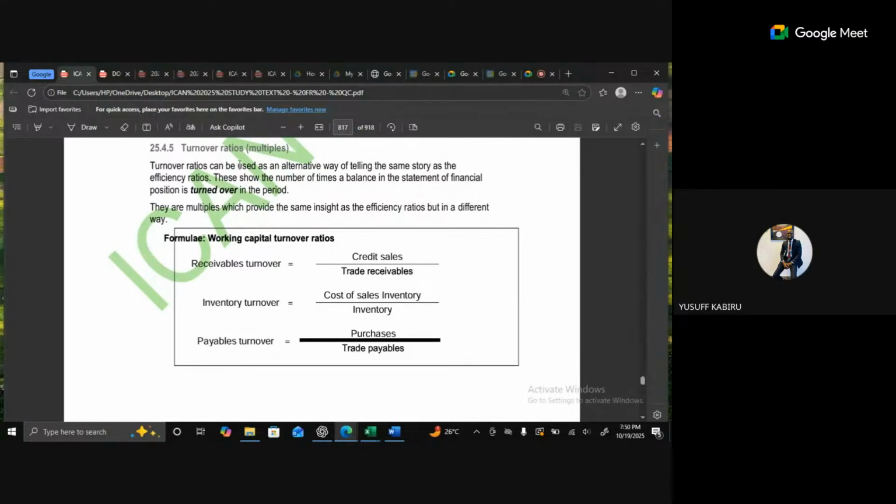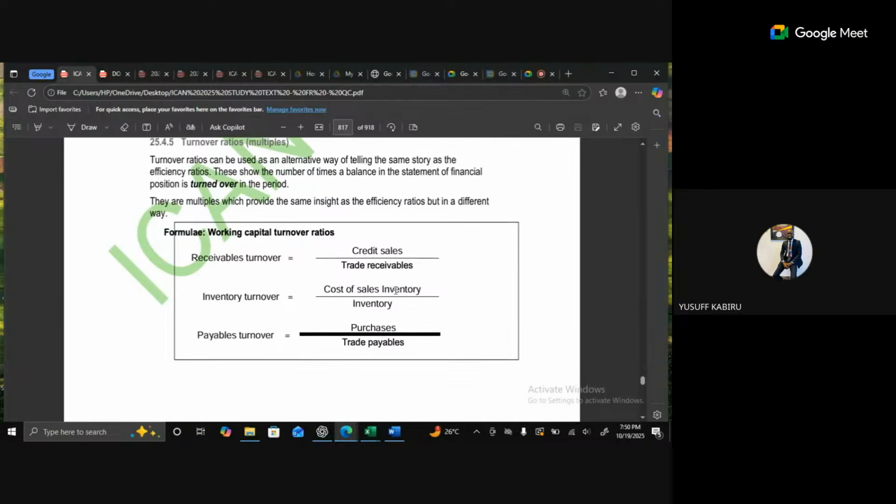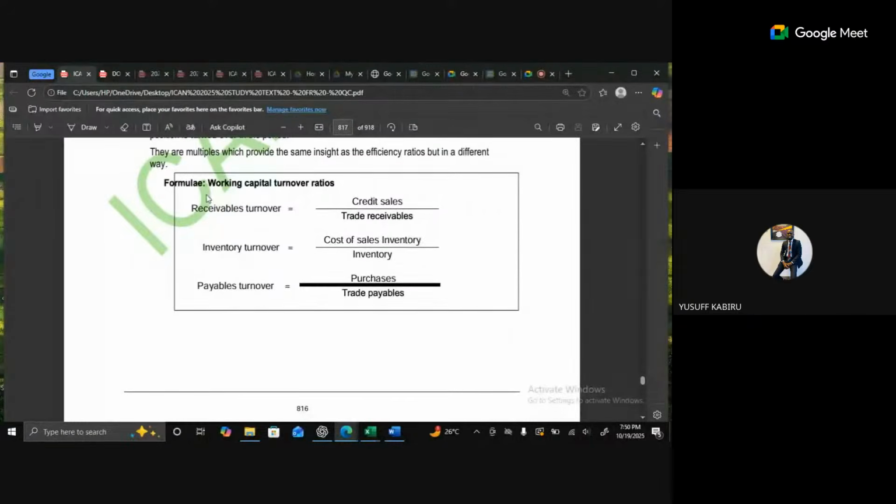The turnover ratio can be used as an alternative way of telling the same story as the efficiency ratio. This shows the number of times a balance in the statement is turned over in a period, right? So when you hear turnover, it is usually in times, to say how many times can I turn this thing into cash, or how many times can I get this. That's basically what the turnover ratios are about. You have receivable turnover, inventory turnover, and your payable turnover, right?